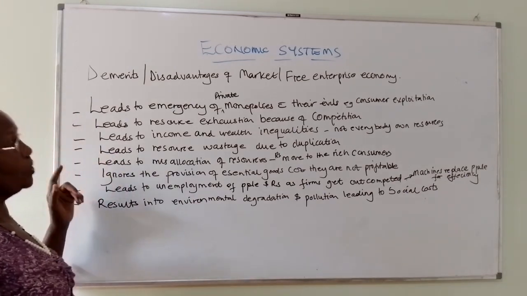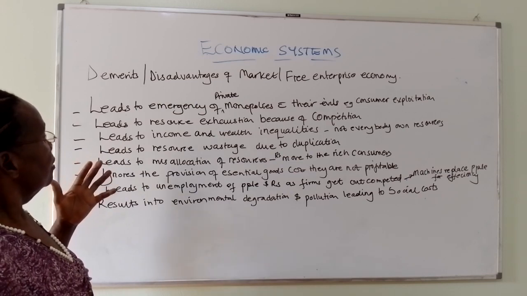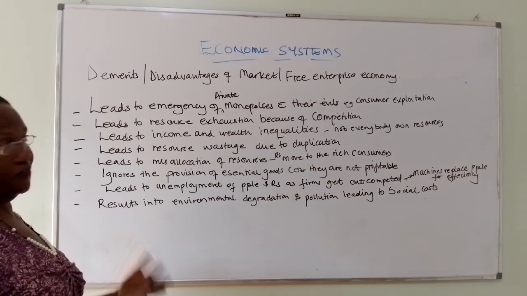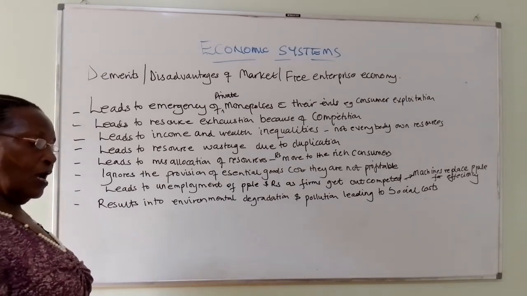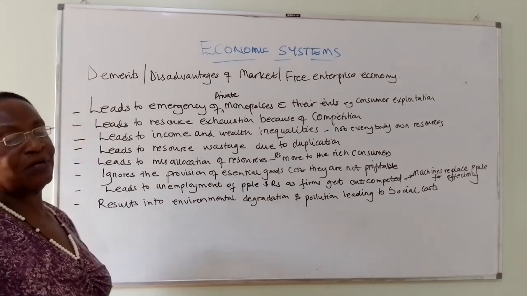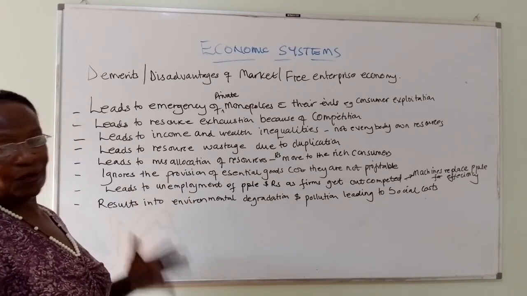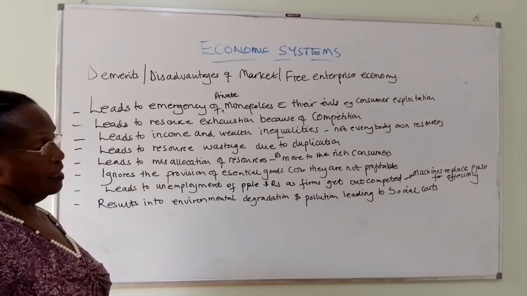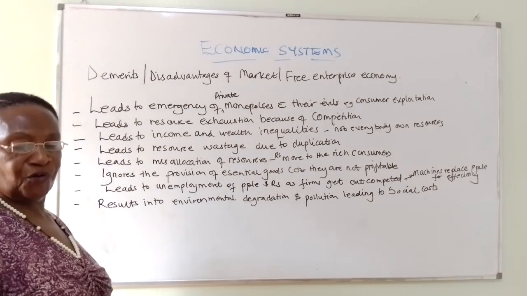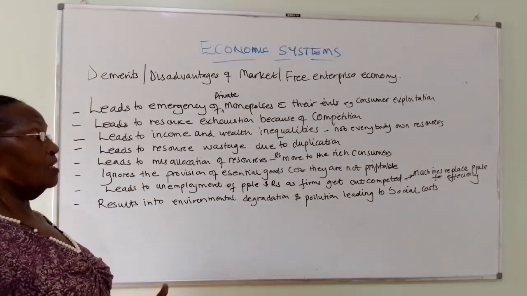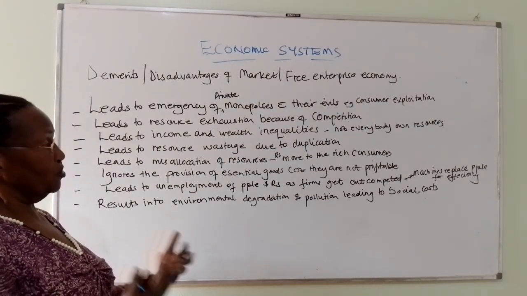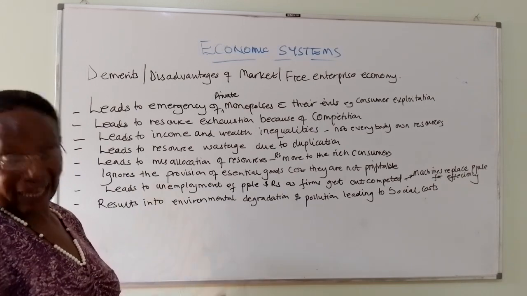Then it leads to resource wastage, and here we are wasting resources due to duplication. People have the right, they are free to choose which commodity to produce, and you may find 10 people in the same locality producing the same product for the same consumers. That's where the wastage of resources comes in. They are duplicating. Why don't you leave just 2 people to produce that commodity, and you take on another? But since they are free to choose what to produce, government should not interfere. They have their own resources, so they go ahead and duplicate.